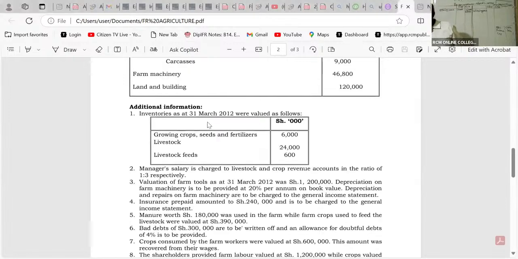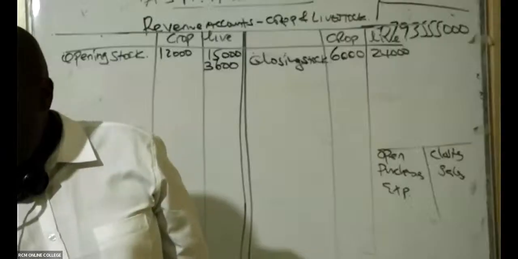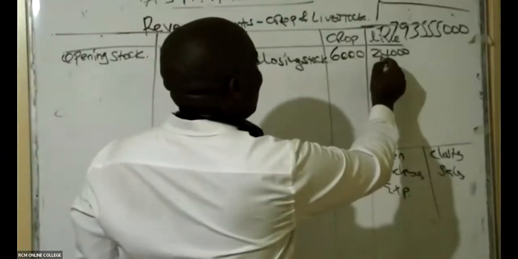Inventories at the end of the year, which is 31st March 2012, was as follows. Growing crops, 6,000. Then we have closing stock for livestock, 24,000. And then we have closing stock for livestock feeds, 600. So 600 closing stock like that.